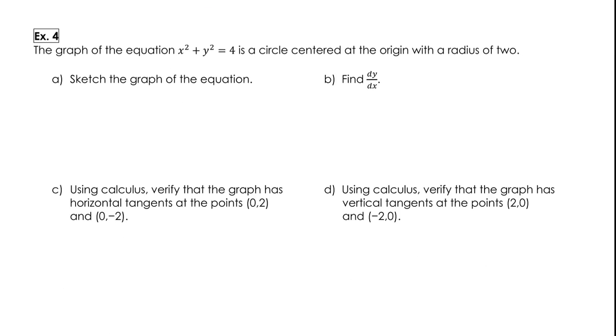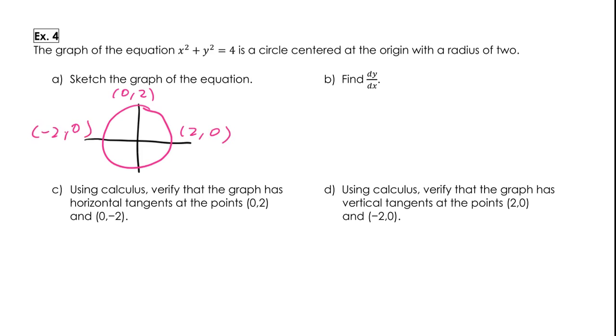Again, concepts for the most part are done. This is just going through examples. This is a circle centered at the origin with radius 2. Let's go ahead and sketch this. It has a radius of 2, so we know all the ordered pairs. I'm going to fill them in just in case: (0, 2), (2, 0), (negative 2, 0), and (0, negative 2). Sketch the graph, done. Now find dy/dx.